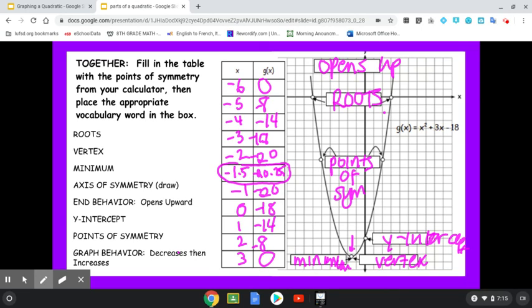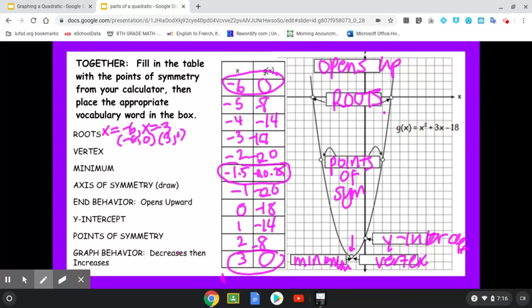Now, what I want to go into detail here is just writing out the answers also, because you need to know how to write them out in numerical form. So next to roots, I want you to write either x equals -6, comma, x equals 3. Now, how do I know that? Because I know my roots are where my y is 0. Or you can write them as the points that you see them, which is (-6, 0) and (3, 0). Okay, so that's your first one.